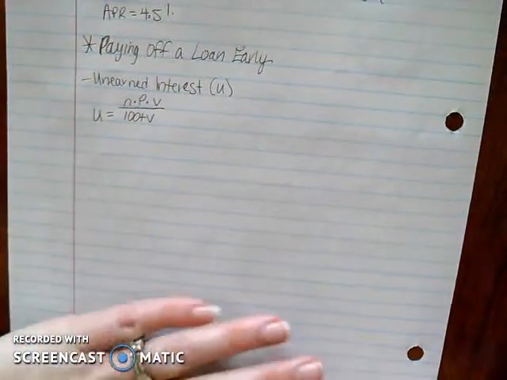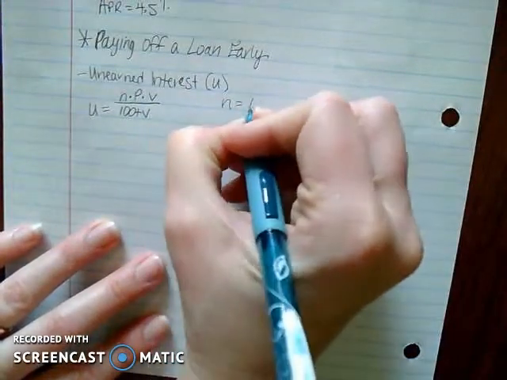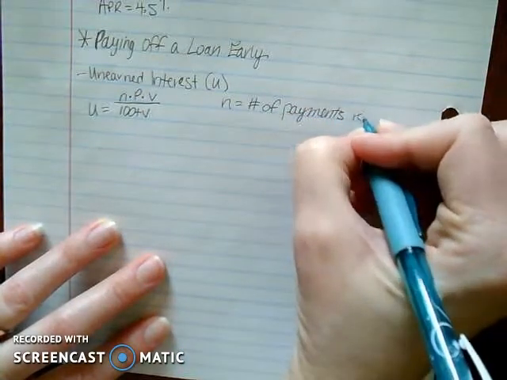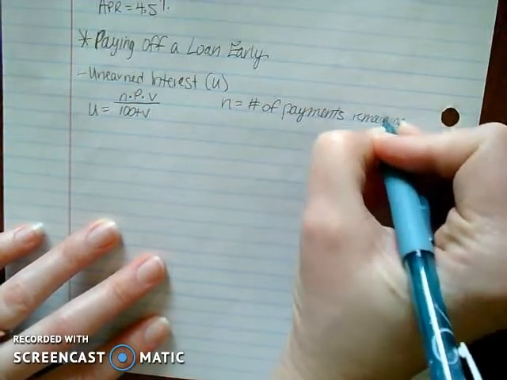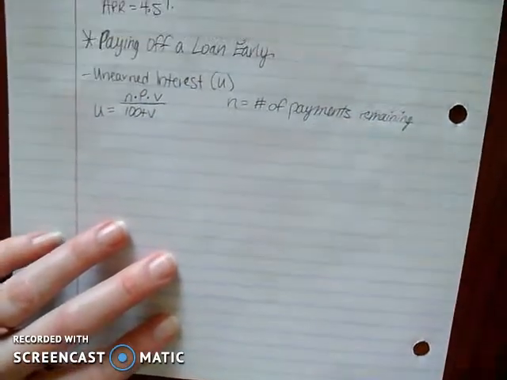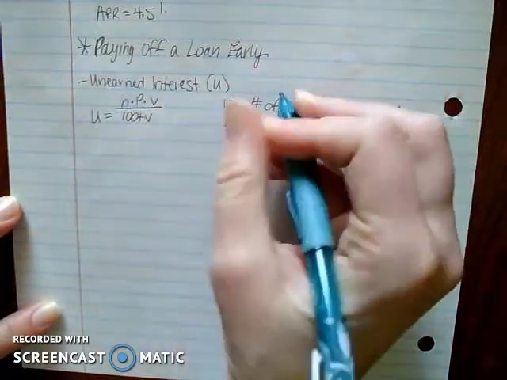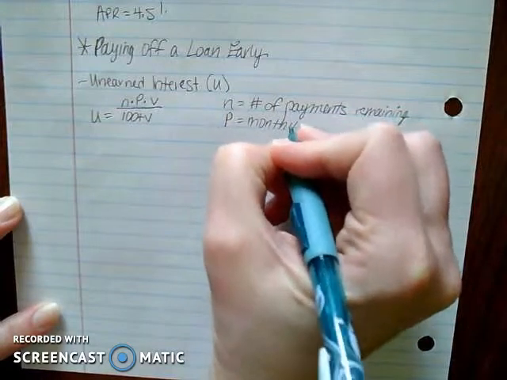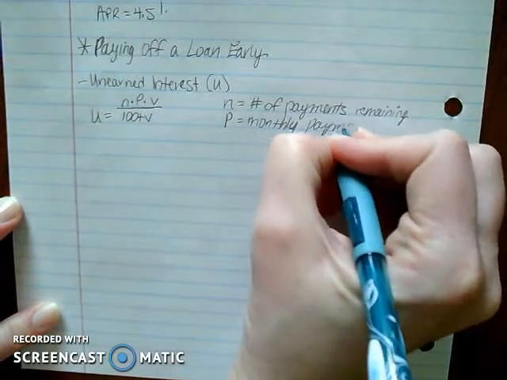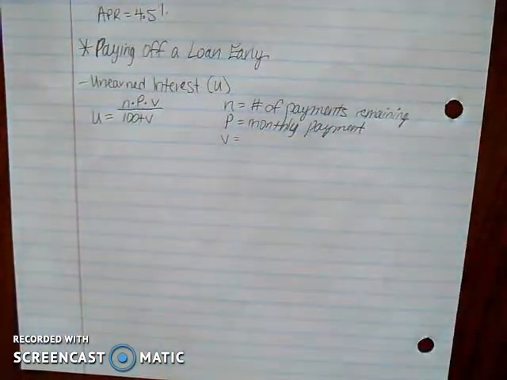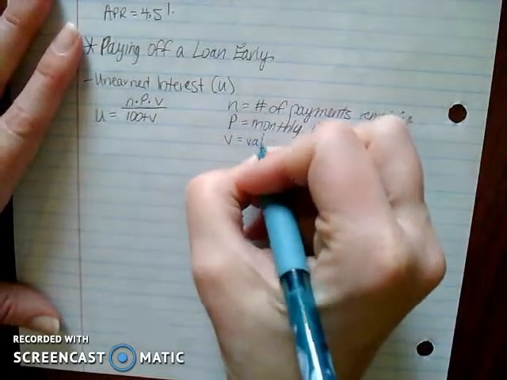Again, you don't have to memorize this or anything. Okay, N is the number of payments remaining. So if you have a 24-month loan and you decide you're going to pay it off after 10 months, you would have 14 payments remaining. P is your monthly payment. So I know before P was your principal, but now it's your monthly payment for this formula. V is the tricky one. This is the value from the APR table.